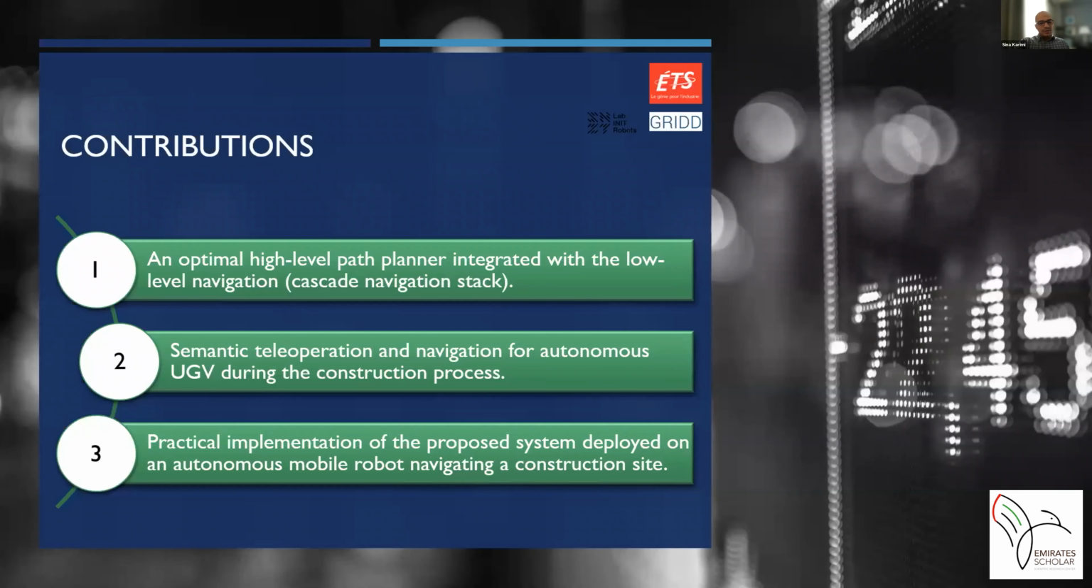So in this paper, we have three contributions. The first contribution is an optimal high-level path planner, which is based on BIM information, which is integrated with the low-level navigation. And they together create a cascade navigation stack so that the robot can understand the environment around it and do the data collection autonomously.